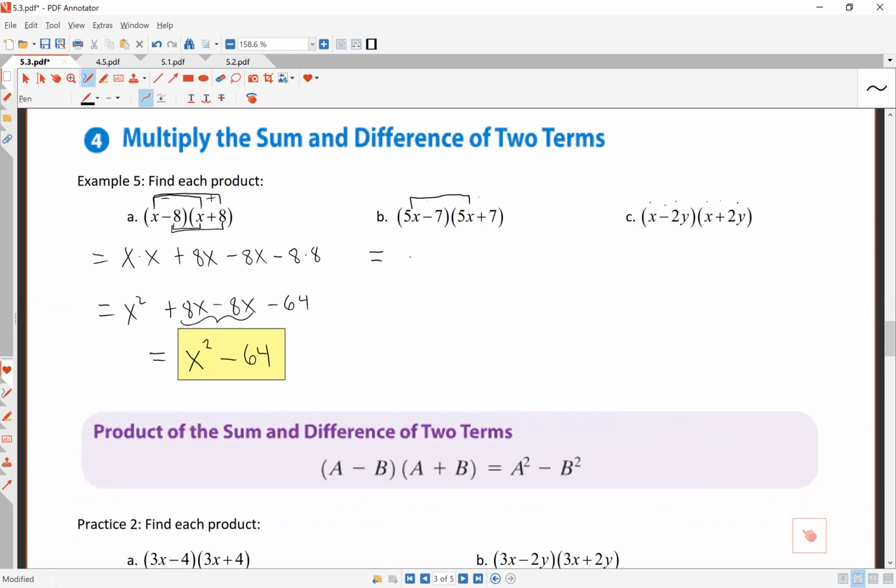5x times 5x, which is 25x squared. 5x times 7 is 35x. Negative 7 times 5x is negative 35x. And negative 7 times positive 7 is negative 49. Here again, the middle two terms, one's a positive and one's a negative. These cancel, and we're left with 25x squared minus 49.